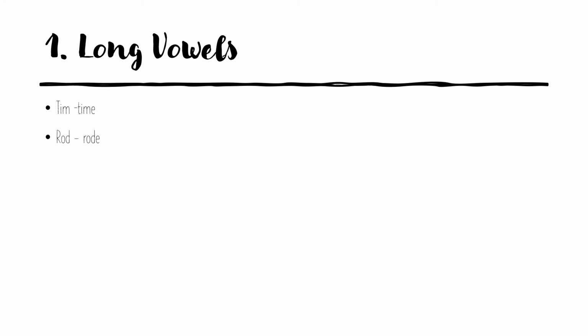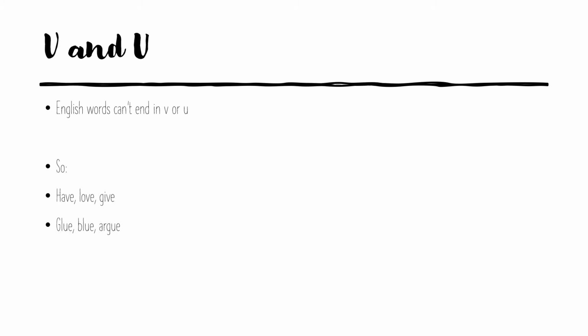So rule number 2 goes back to a rule we've already talked about, which is that English words can't end in a V or a U. So words like have, love and give, glue, blue, argue are all very simply explained by saying, well, you just can't end a word in V or U, so therefore you have to add an E.